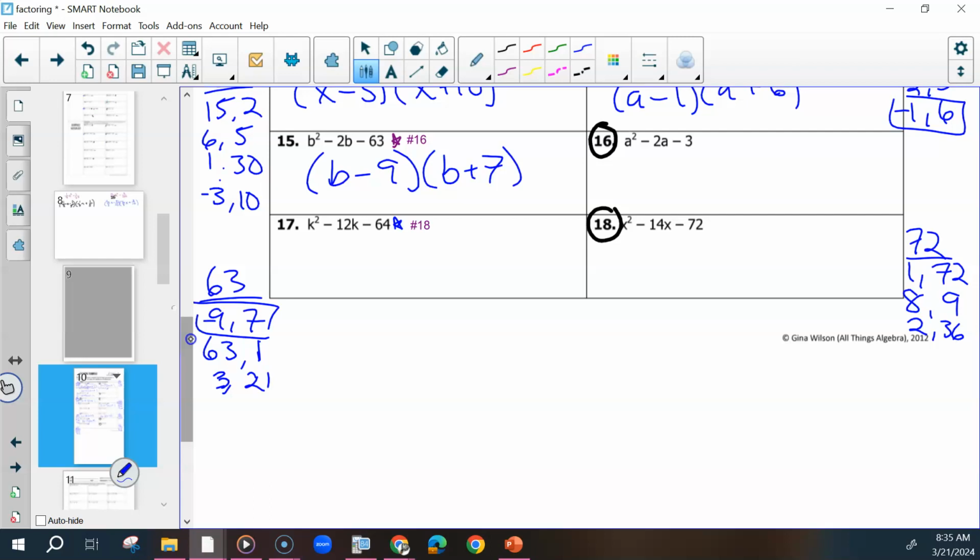There's some more in there. 6 and 12. 18 and 4. There's one more. We have 9 and 8. So we have 1, we have 2, we have 6 already. Does 3 work?